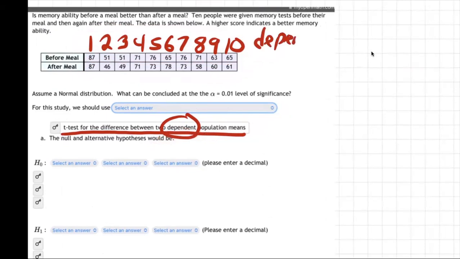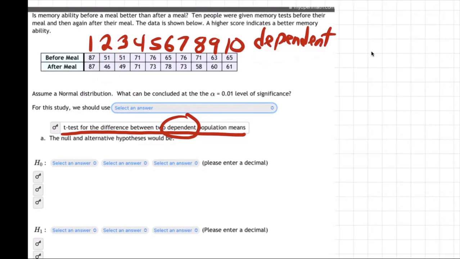How do we know those are dependent? Well, we're not going to choose the independent because those are the same exact people, right? Like this 51 and 46, that's the same person. That's what he or she got on the memory test before the meal, and then 46 is what he or she got on the memory test after the meal. That's the same person. So that's dependent, like family members are dependent on one another, they're connected. So when the groups are connected like that, we call that dependent.